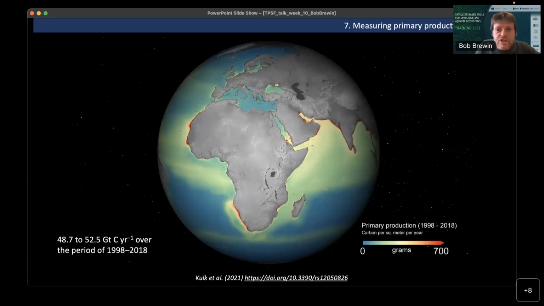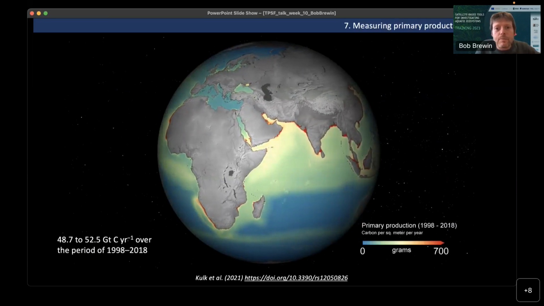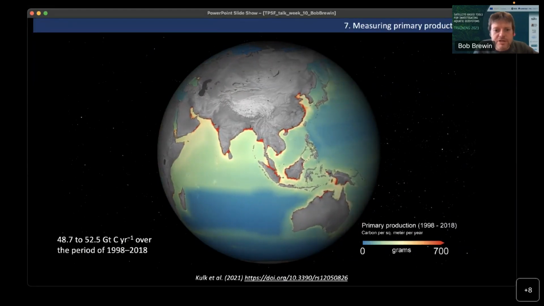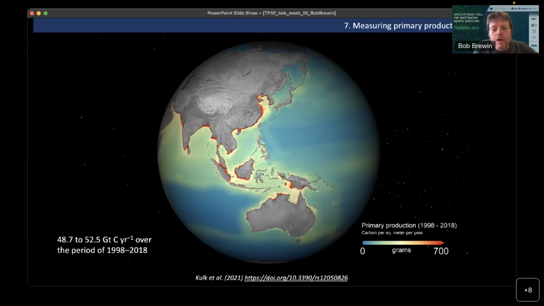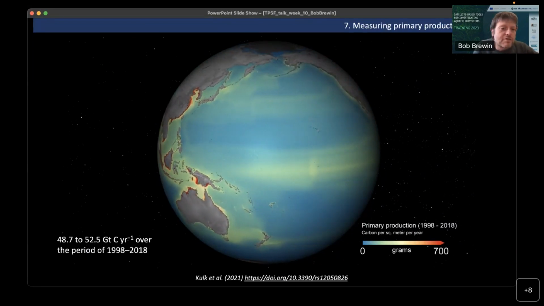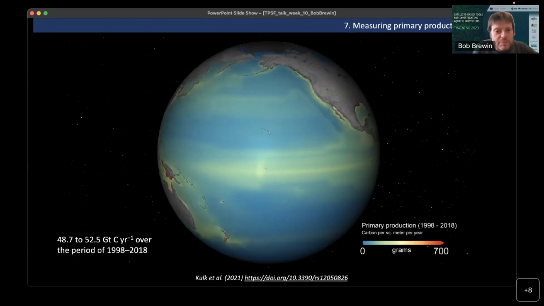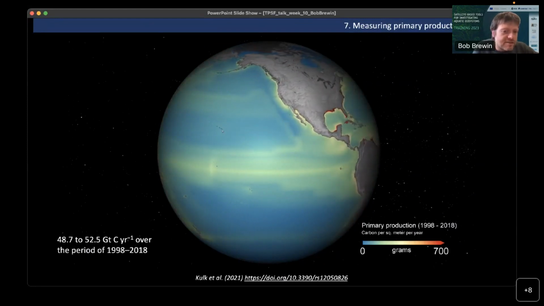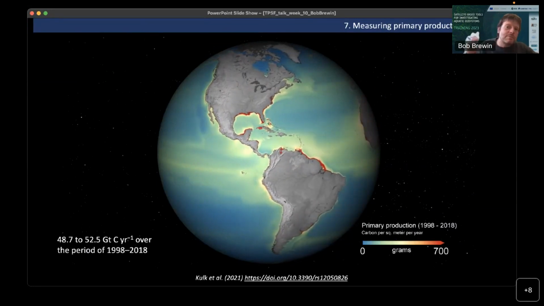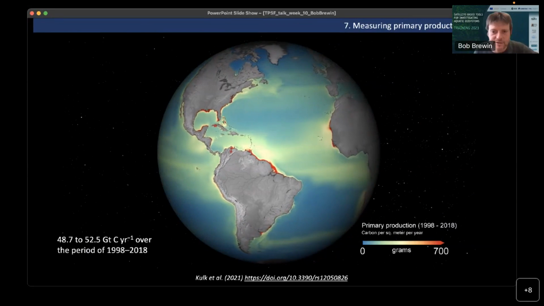And this is just an example of our most recent estimates of global primary production from a very nice paper by Gemma in 2021 using the Ocean Color Climate Change Initiative data. And they quantified global primary production to be in the region of around 48 to 53 gigatons of carbon per year. Again, very similar to that estimate of Longhurst back in 1995.